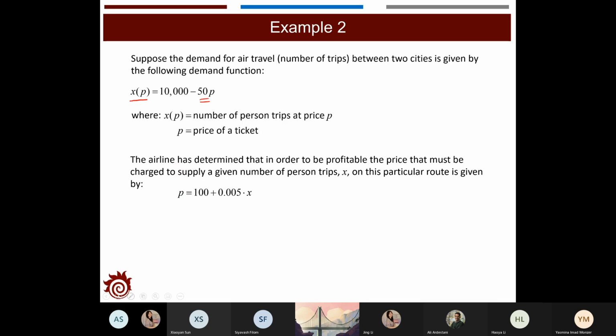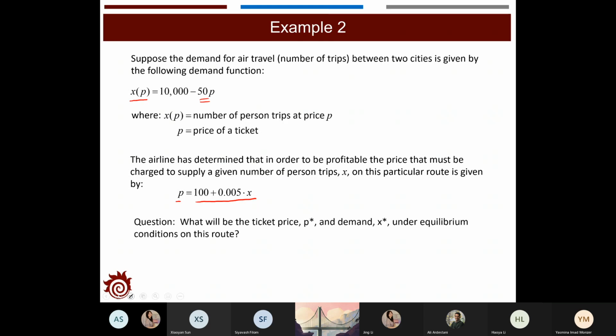So in their study, they say that the price is also a function of the demand. Well, for the company, if they see a higher demand, they probably will increase the price because they want to get a higher revenue. Here we also assume that it's a linear function, so p equals 100 plus 0.005 times x. And with that, we want to find out what's the optimal ticket price and optimal demand.